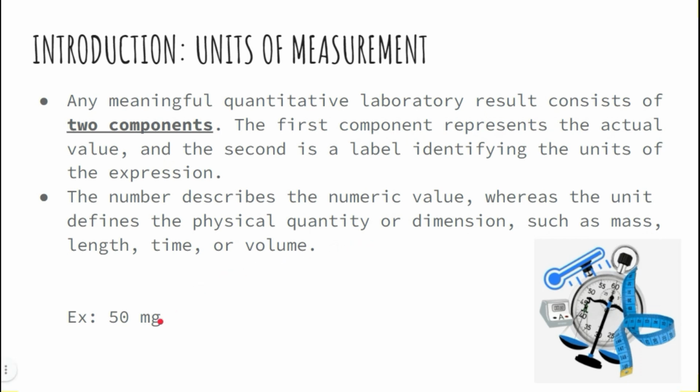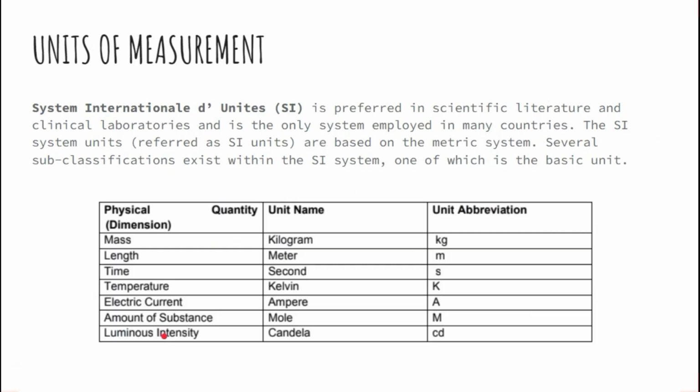A good example of this is 50 milligram. So in 50 milligram, here we have two components. The first component is the actual value, which is 50, and then yung unit of measurement natin, which is milligram. Milligram po, we know that this is a physical quantity for mass. Meaning, kung ganito ang given natin, we are checking for the mass of the analyte or the substance.